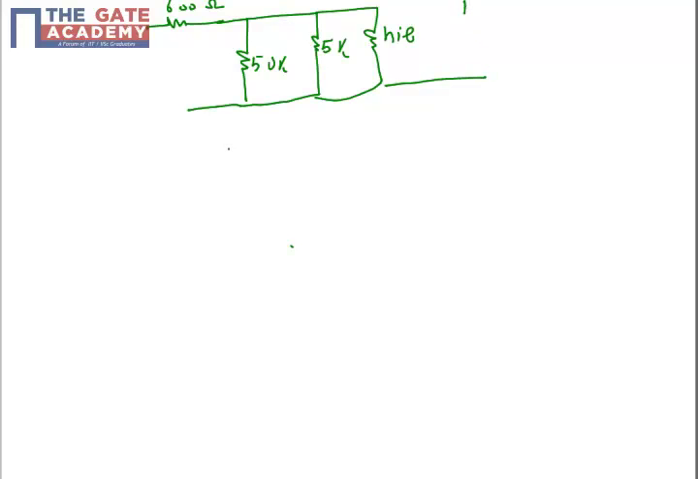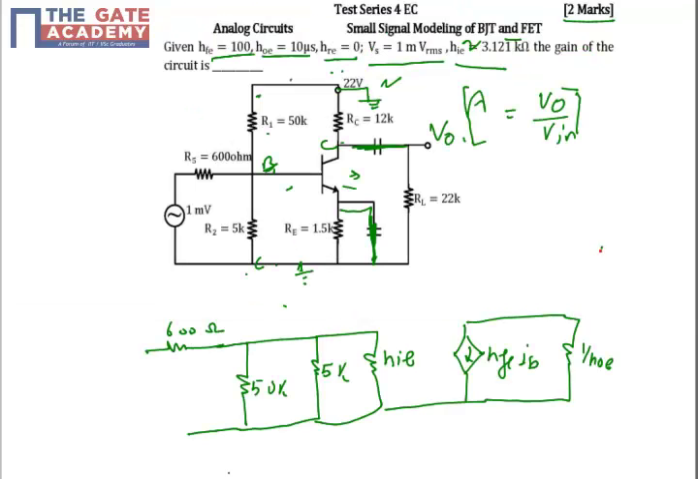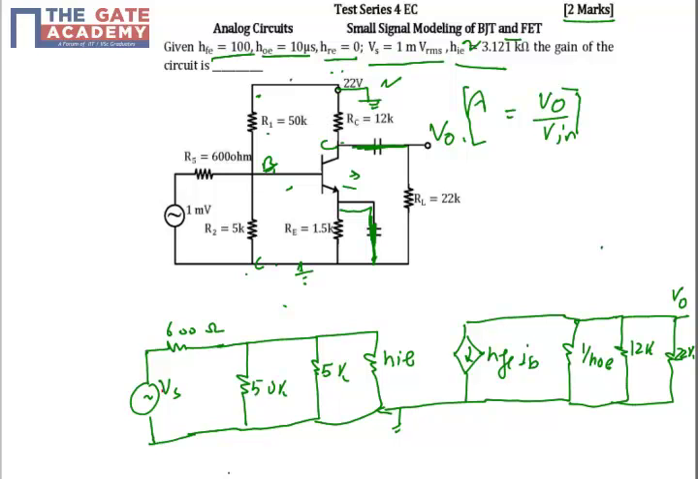and HFE IB in parallel with 1 by HOE, then 12k which is my RC, and of course my RL 22k, right? And I'm taking V0 from here. So this will be my AC equivalent circuit of my amplifier, and I'm applying my input here, which is Vs. Okay, what I need to do is calculate the voltage gain.